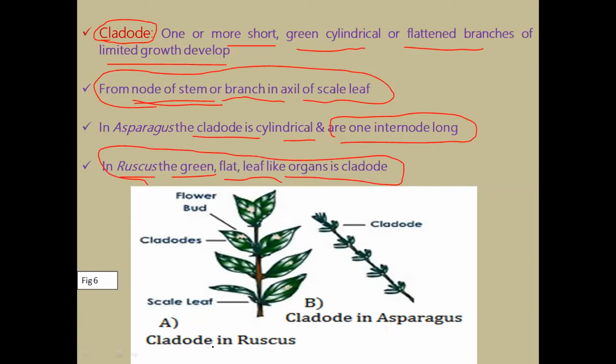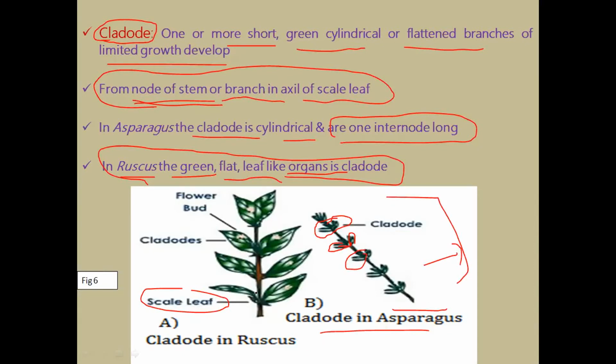So you can see here, this is asparagus. We already discussed that in asparagus it is cylindrical. Also the cladode develops at the axil of scale leaves. You can see here the short scale leaves are present. So this is cladode. It is cylindrical and one internode long. The cladode found in asparagus.